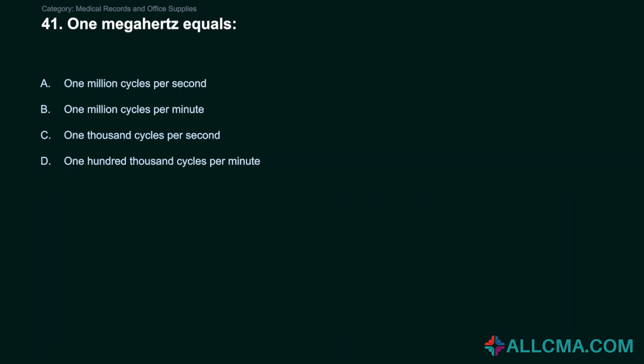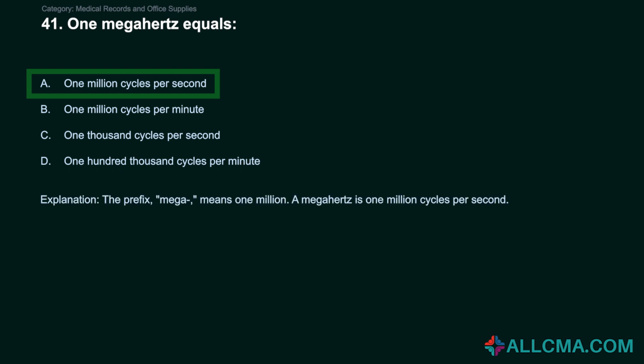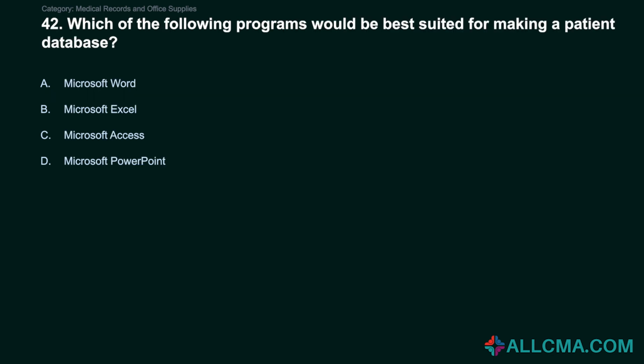41. 1 MHz equals A. 1 million cycles per second. B. 1 million cycles per minute. C. 1,000 cycles per second. D. 100,000 cycles per minute. Correct answer, A. 1 million cycles per second. The prefix mega- means 1 million. A megahertz is 1 million cycles per second.